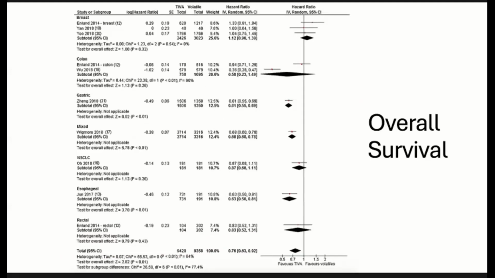When looking at the overall survival, this included 8 studies, 7 of the retrospective and the 1 RCT, that included close to 20,000 patients with various types of cancer, including breast, colorectal, gastric, esophageal, and non-small cell lung cancer, and found that there was an associated improvement in overall survival with TIVA use when compared with volatile anesthesia. And they found that this effect was 0.76 with a p-value of less than 0.01.